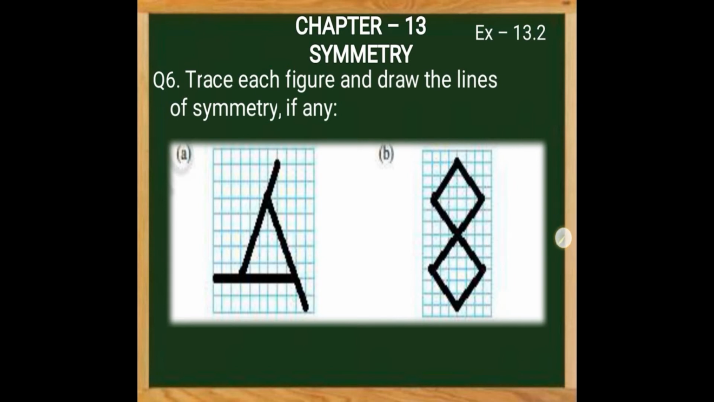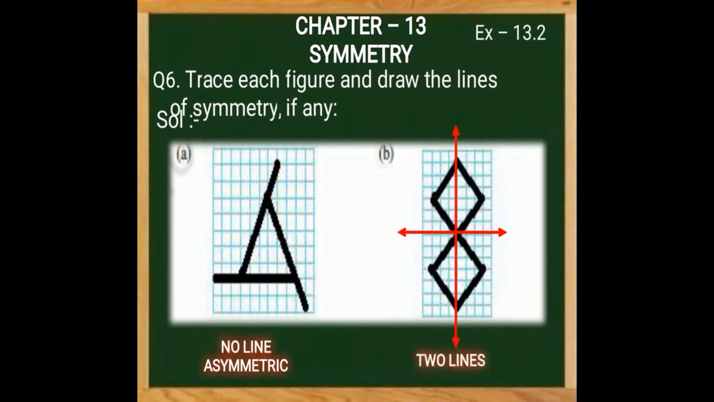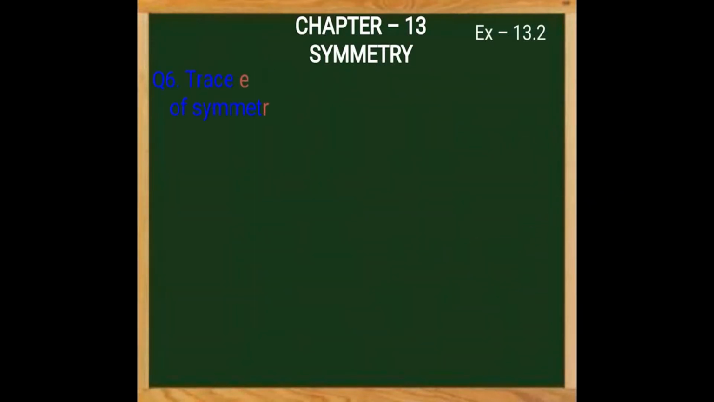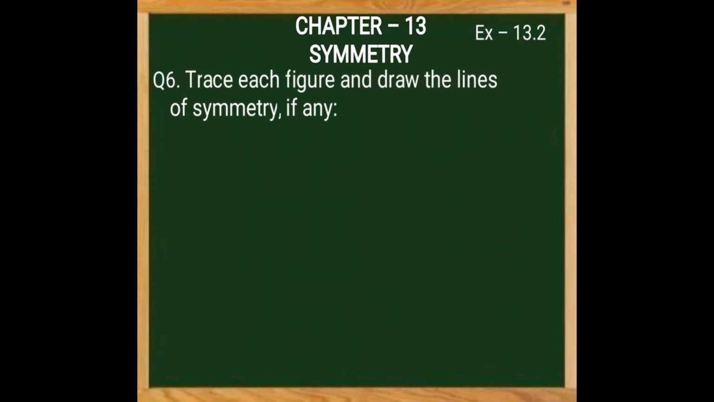Moving to the next figure, here see, you can have a line of symmetry like this and like this. So you can say a vertical as well as a horizontal line of symmetry can be drawn for shape B. Let us check the solution. No, as I said, A is asymmetric. And B, here comes C. See, there are 2 lines of symmetry. Alright, moving to the next part of the same question number 6.